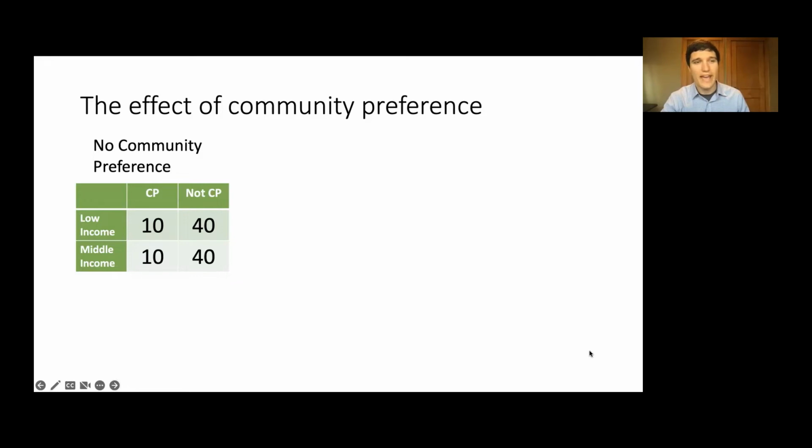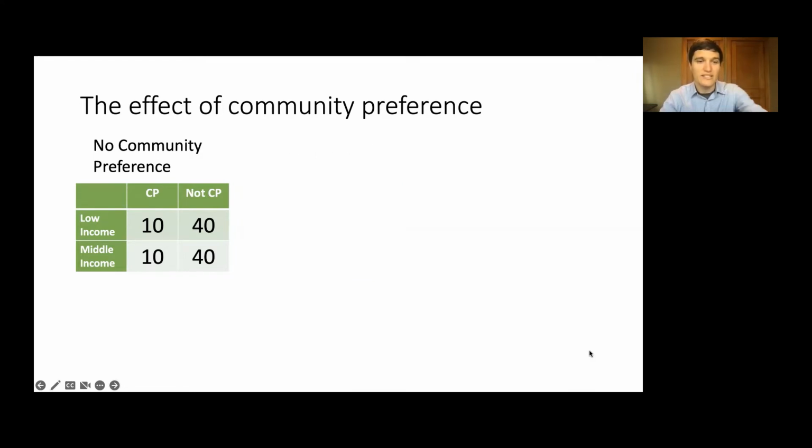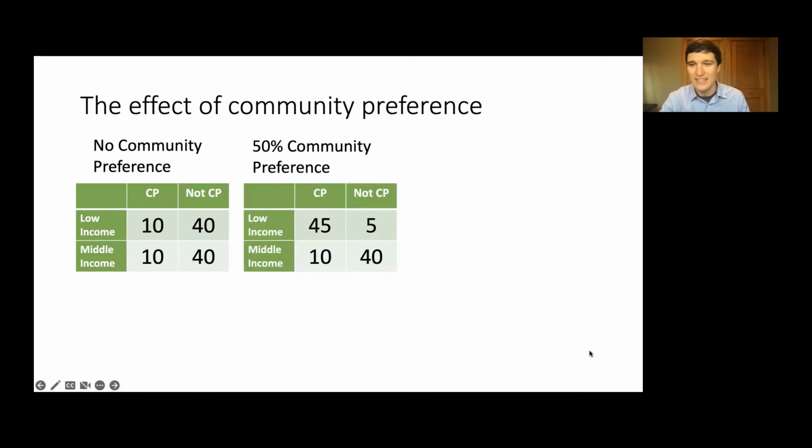So what happens when we add the community preference policy in? I claim we're going to get a distribution that looks something like this. And what I want to highlight is that you would expect adding community preference increases the number of people from the community, that's the left column, who get allocated. But what's interesting is here, it really increases that number for low income applicants, but in this example has no effect for middle income applicants.